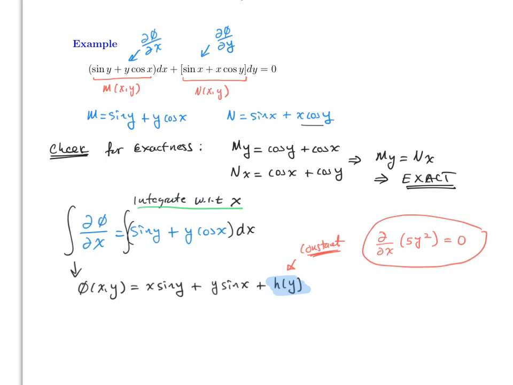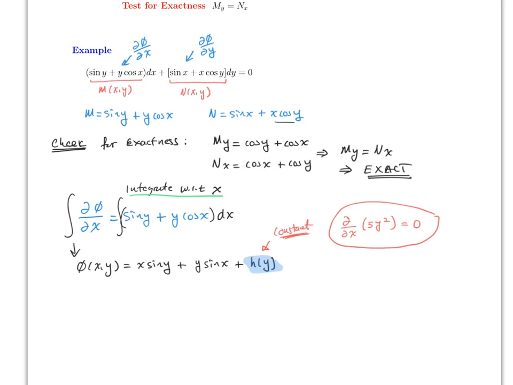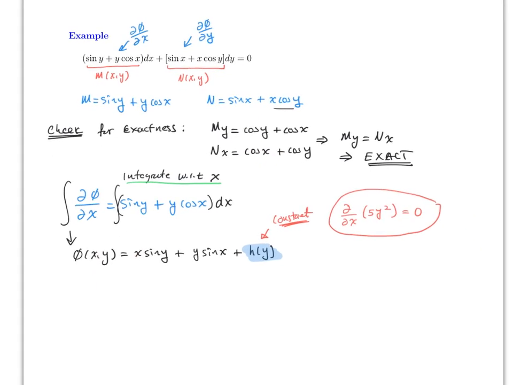Usually once you figure out what this is, then you're done. This is how you're going to figure out the value for the constant. Remember that the partial of phi with respect to y is supposed to equal this. So therefore, the partial of phi with respect to y has to equal N, where N is equal to sine x plus x cosine y.